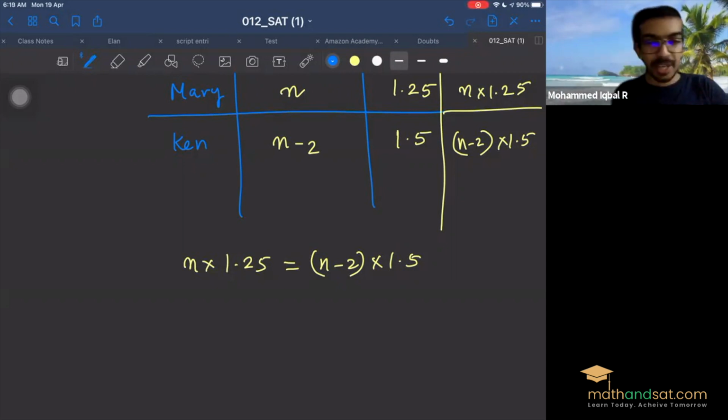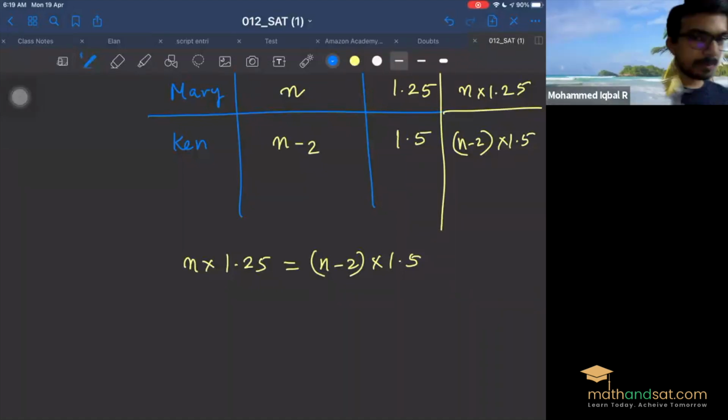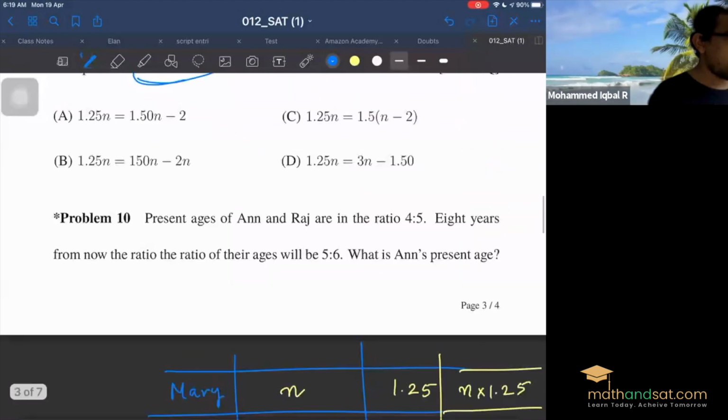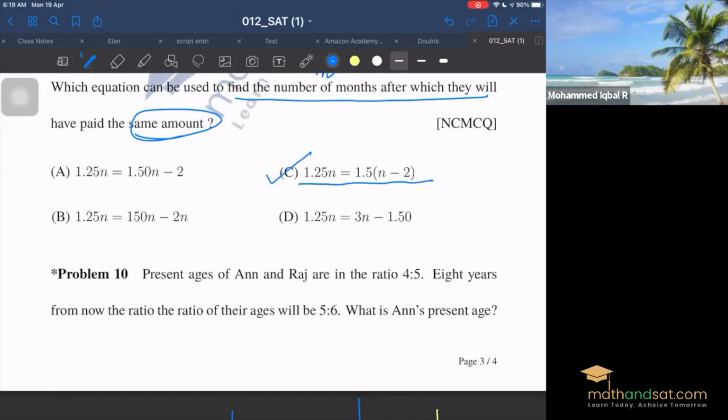Yes, what's the value of n? Did you figure out the value of n? I mean, it's not asked in the question. It's not required for the question because they are just asking for the equation. And the equation is right here: n times 1.25 is 1.5 times n minus 2. That's the answer.